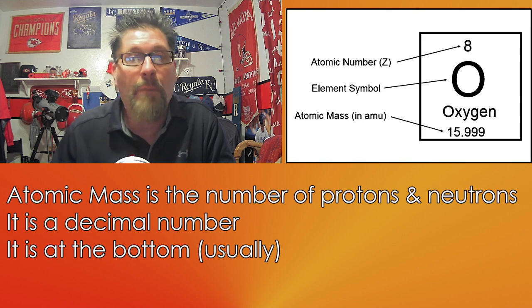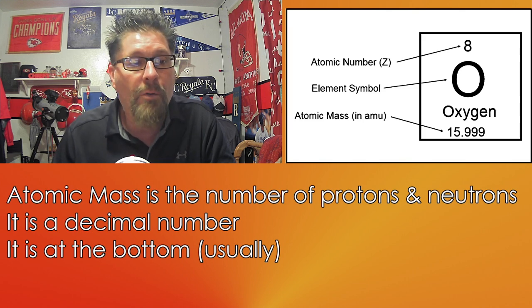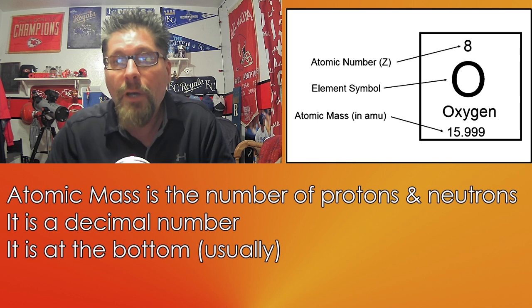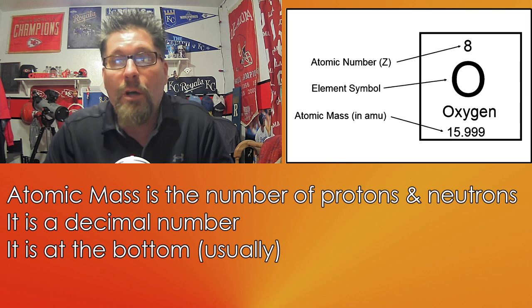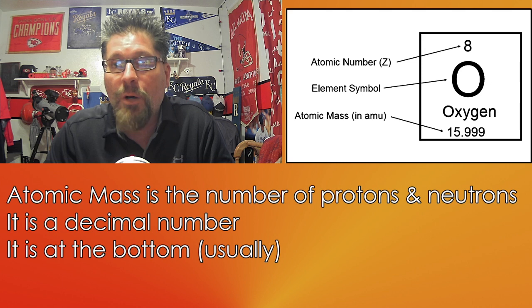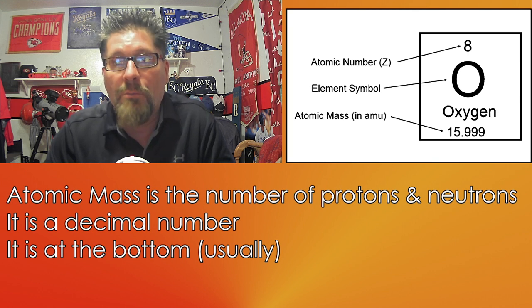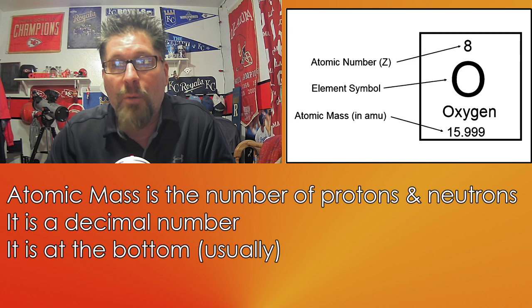Now, the atomic mass number is the other number that we will consider. Again, looking at the same diagram, you can see the atomic mass number at the bottom. It is the number of protons and neutrons. We talked about the mass in an earlier screen. So the atomic mass is the number of protons and neutrons, while the atomic number is the number of protons.